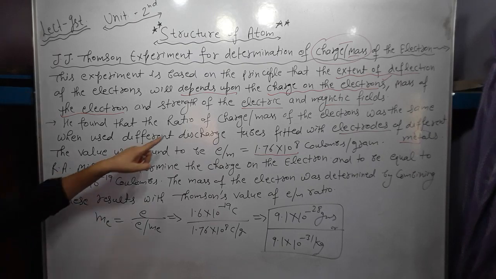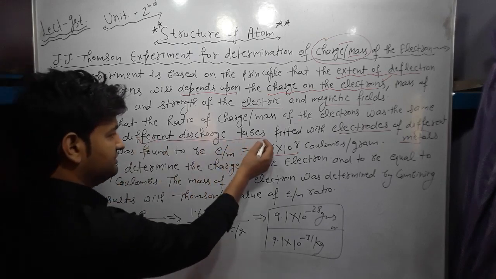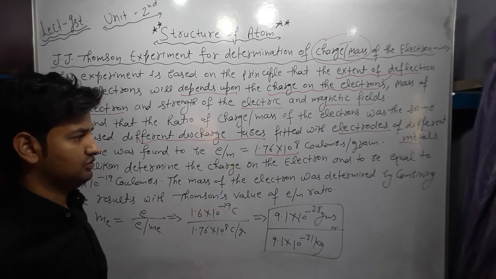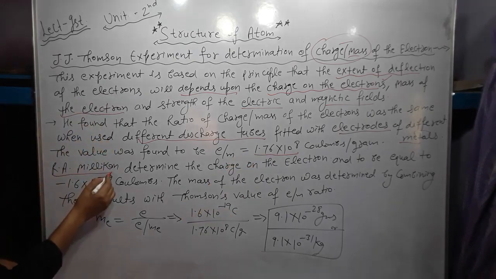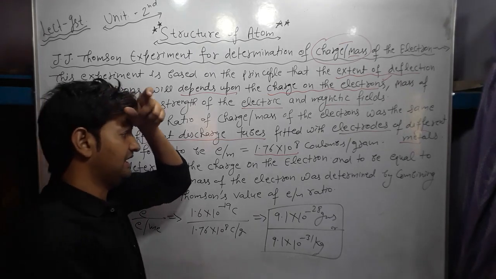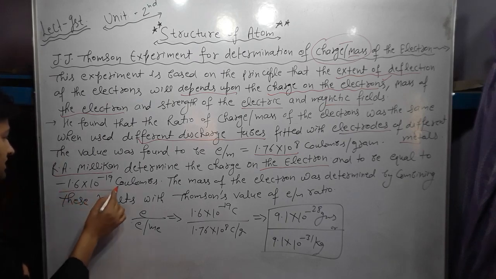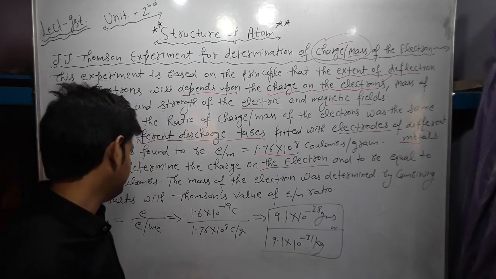Next, यहाँ पर जैसे ratio जो था charge by mass का was the same for different discharge tubes. Discharge tube किसी भी तरह का लें या किसी भी तरह का electrode लें, the value will come out to be similar. Then R.M. Millikan, another scientist, determined the charge on the electron. He calculated the charge on the electron and it is equal to this value. You know about this: 1.6 × 10^-19 coulomb.